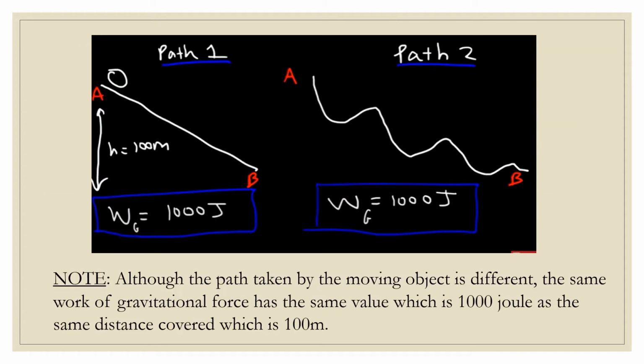Okay, here I want to make it clear. Here we have path 1 and path 2. Path 1 is an inclined plane and path 2 is, as you see, curved. Here, as you can see, the work of the gravitational force didn't change. It is 1000 joules as it is because it is a conservative force that doesn't depend on the path. As you can see in the note, although the path taken by the moving object is different, the work of the gravitational force has the same value, which is 1000 joules, as the same distance is covered, which is 100 meters. Of course, I'm saying same distance because work is force times distance. I'm sure a conservative force won't change by the path, but the work also depends on the distance, so I have to make sure that path 1 and path 2 cover the same height, which is 100 meters. I hope it makes it clear for you, and let's go to the next slide.